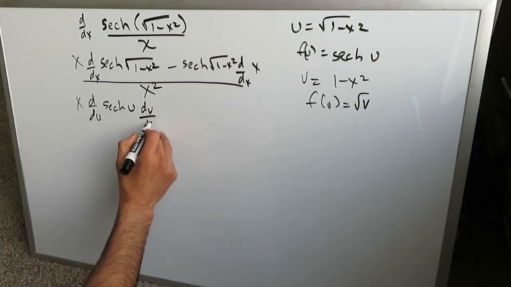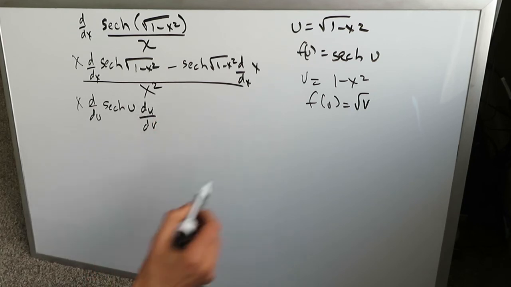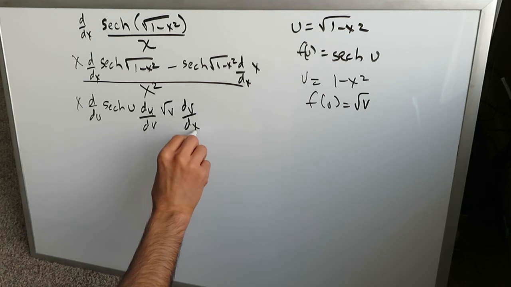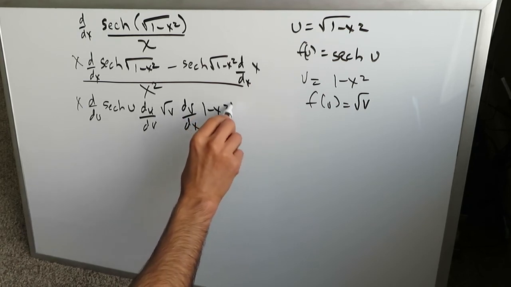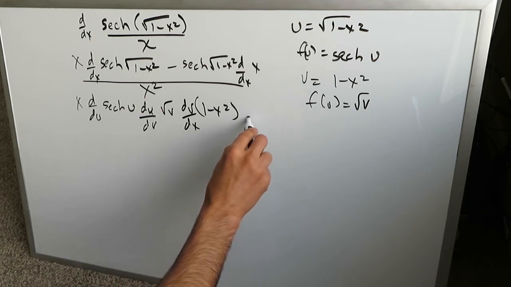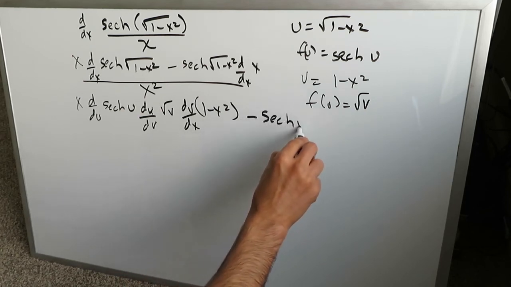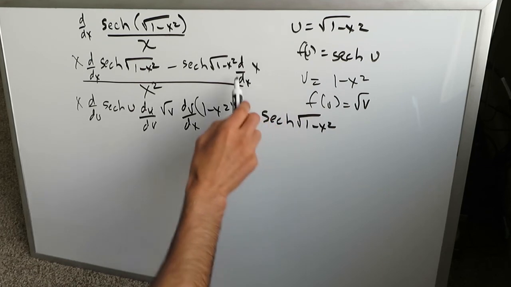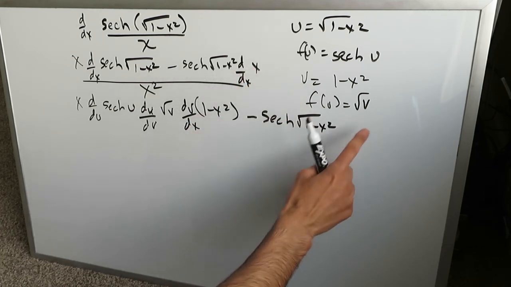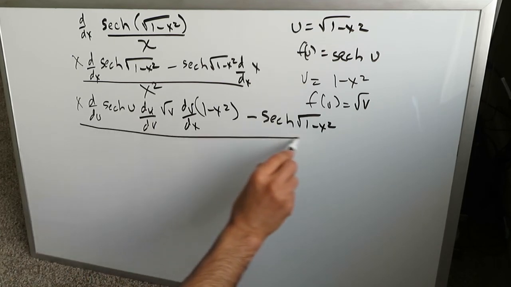So let's bring in this extra kink right here. The derivative of u with respect to the derivative of v. Now you're going to put root v over here, and then the derivative of v with respect to its variable 1 minus x squared. This right here is all of this part right here before the minus sign. Now let's go to the minus sign. Secant h of the square root of 1 minus x squared times the derivative of x, which will just be a 1. We can just forget about that and we'll have a 1 over here. This right here is all over x squared.